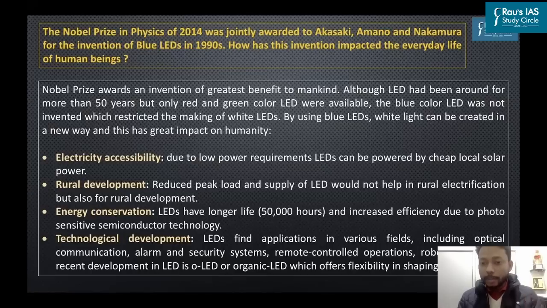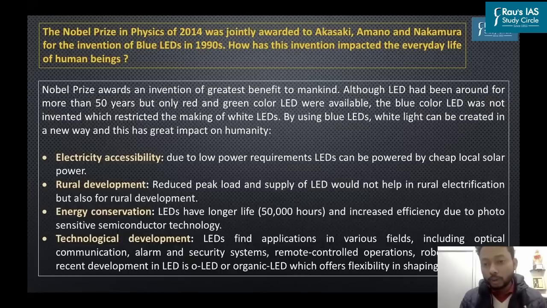Then you have science and technology. So you have to look at the application of one technology in other technologies. Then in your syllabus, you have environment. So you should look at the application of LED in environment. Then you have other topics like disaster management, internal security. And if you have an application of technology in those areas, you should venture into those areas.